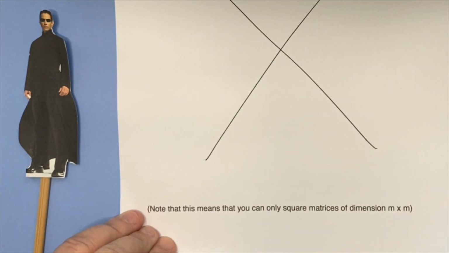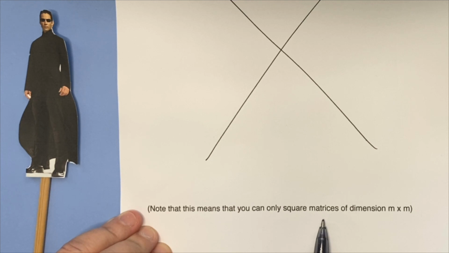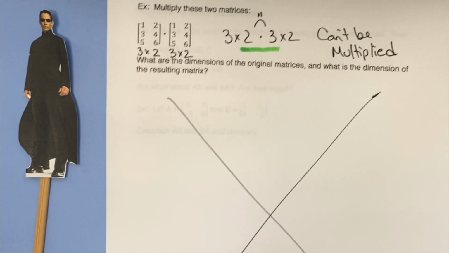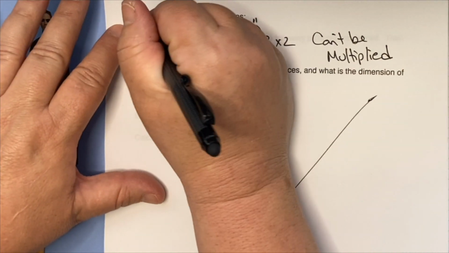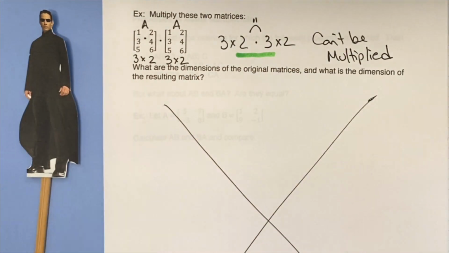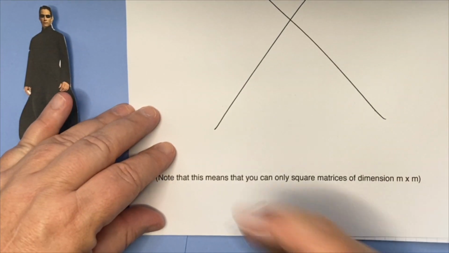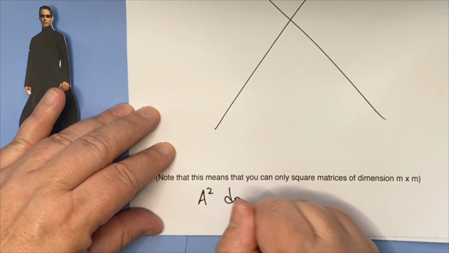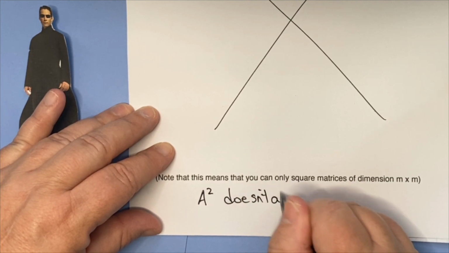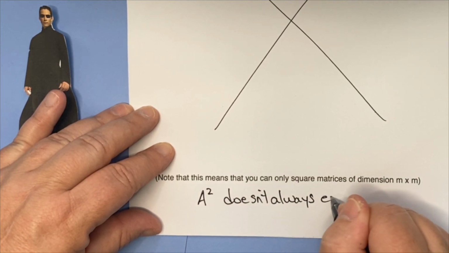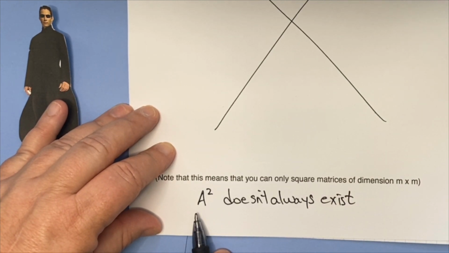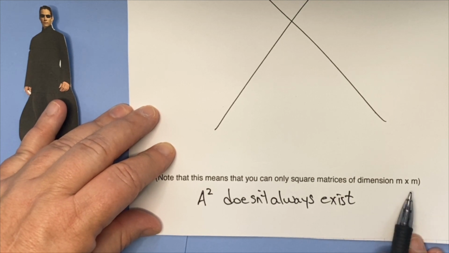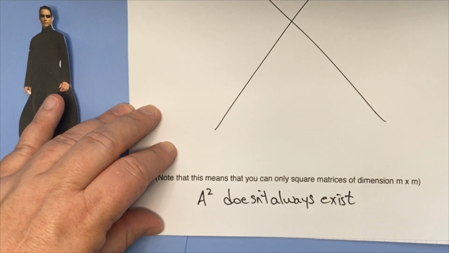So the question is, what does this mean about squaring matrices? So, what did I do? Oh, these are matching matrices. So if this is A, and this is also A, if we name that A squared, it doesn't always exist. In fact, to square a matrix means they have to be a square matrix already.